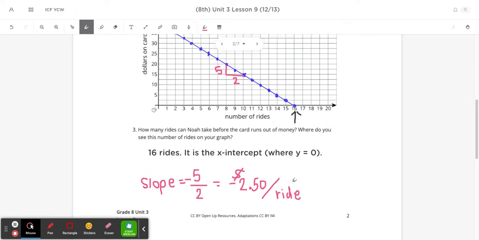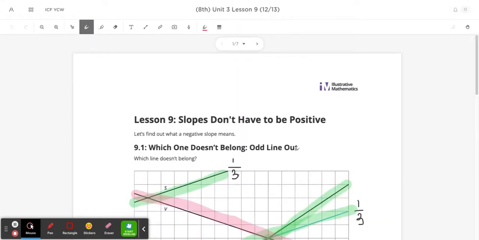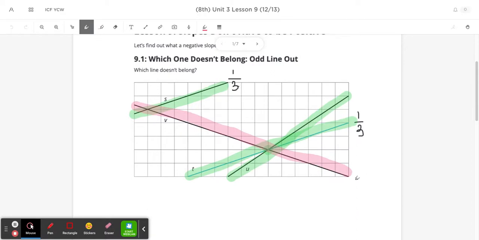And when we have lines that are moving in this direction, they typically have a negative slope. So if we go back to slide 1 with the warm-up, we can see line V also has a slope of 1/3, right? The rise is 1 and the run is 3, but it is a negative 1/3 because we are moving over left before we move up 1. And we have a negative slope.